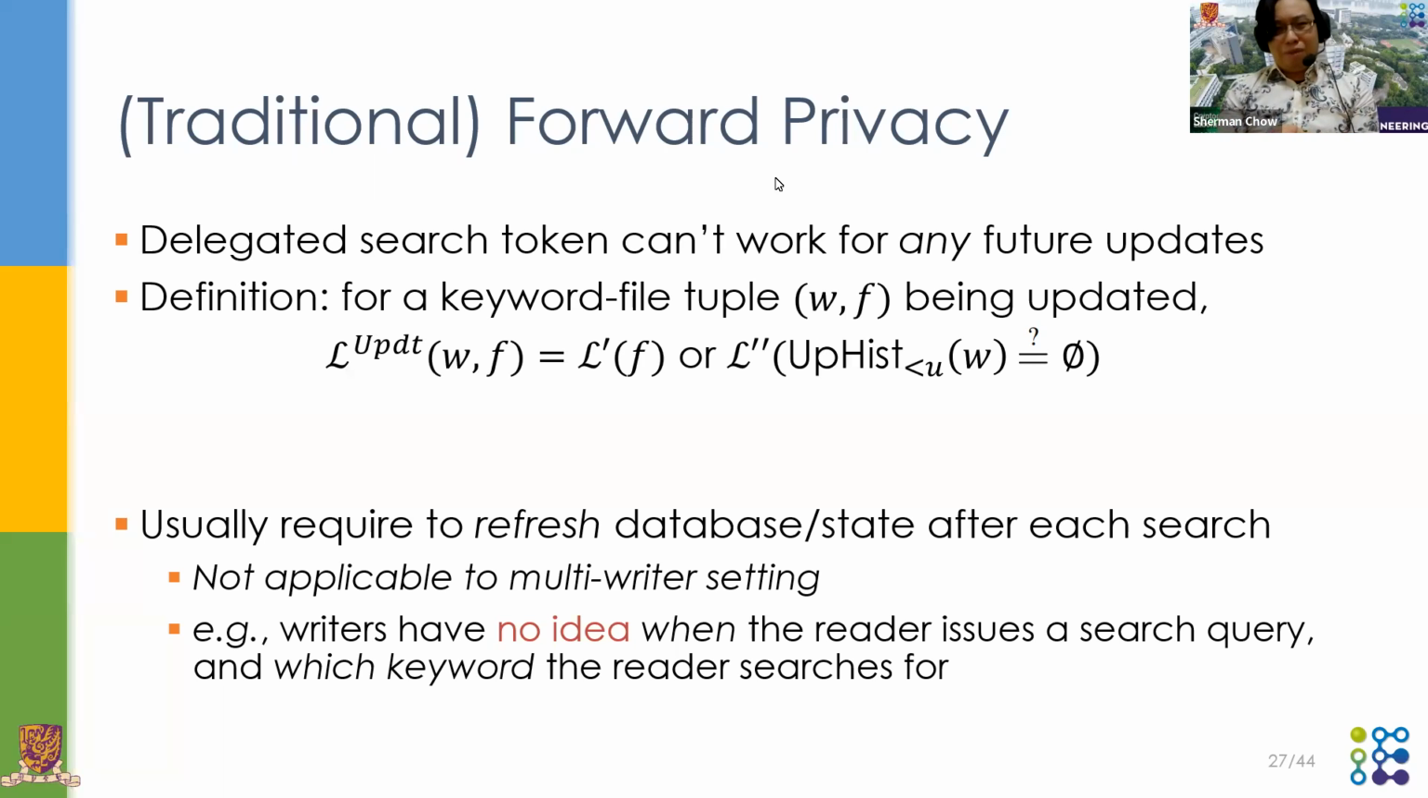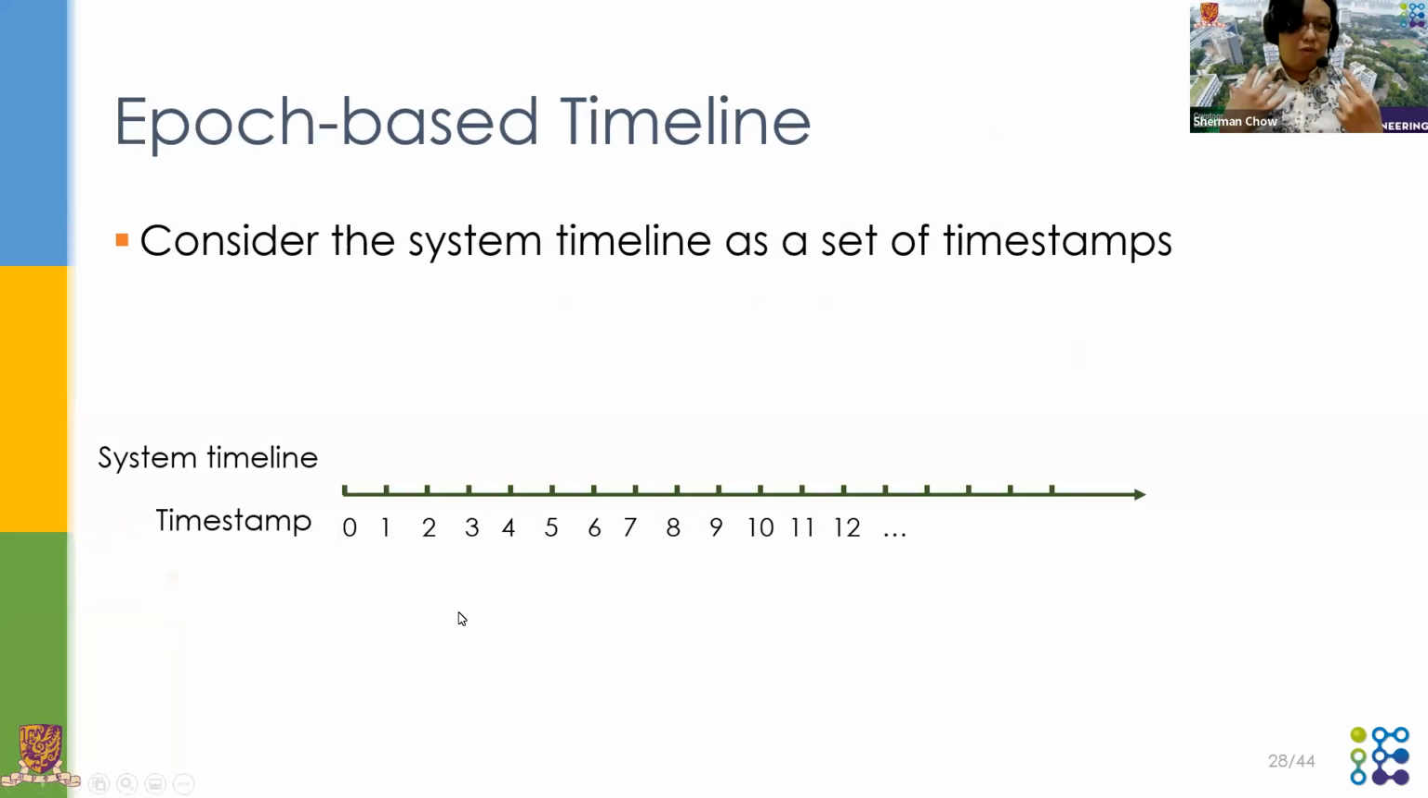And that makes it difficult to achieve the traditional form of privacy, even if we try to relax it in this way. So I'm trying to argue that we need some new idea, because traditionally everything is done by the reader, but now the writer also needs to take part. Our way out is to introduce the notion of an epoch, or an epoch-based timeline. You may have heard about it on other occasions.